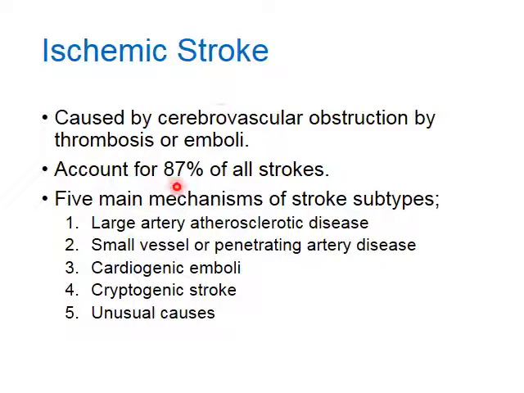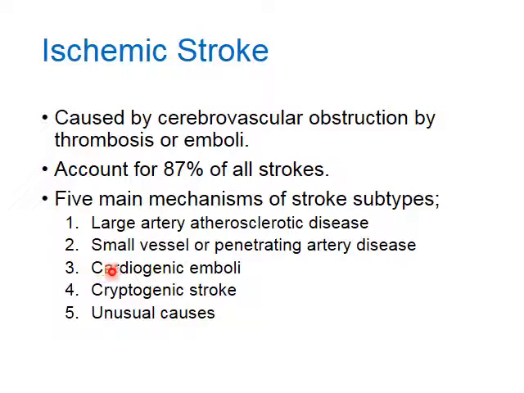That's a pretty big number. It accounts for close to 90% of all strokes. Five main mechanisms for stroke subtypes where you will see these strokes happen. We see large artery atherosclerotic disease, so those carotid arteries leading up to the brain if they have atherosclerosis in them. Small vessel or penetrating artery disease.